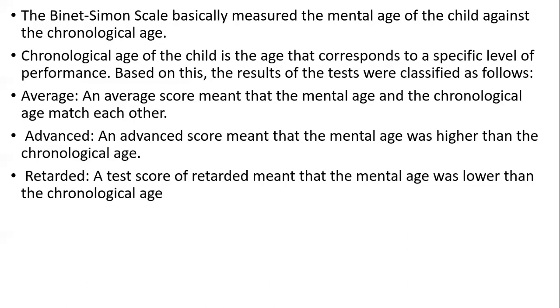If the child is 10 years old, the child is given a test related to 10 years. Then he's given a test related to 11 years. And if he does accurately or performs well, then his mental age is higher than chronological age. Right? So an average score means that the mental age and the chronological age match each other. That means if the child has taken 70 or 60, that means they are equal.